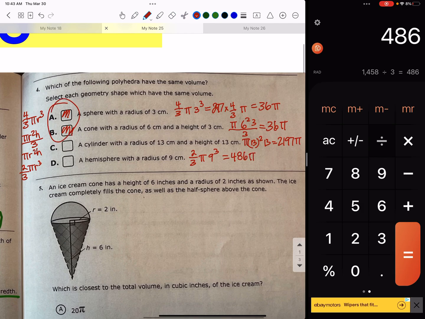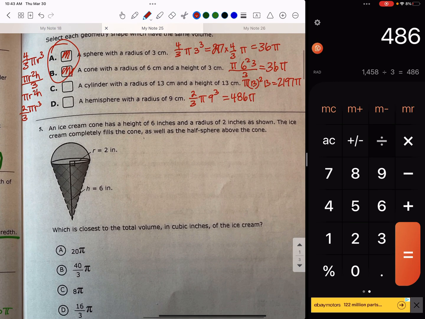All right, probably the hardest question. Not too bad that I left it for last. All right, it wants how much ice cream is packed into that cone and the top. We have two different shapes. We have a hemisphere on top, and we have a cone on the bottom. So we have to add these two shapes.